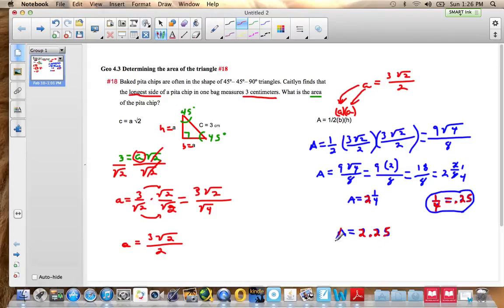Okay, so my final answer is A equals 2.25. And since it's centimeters, we want to make sure we use the proper units, because it's a big difference between 2.25 centimeters and 2.25 kilometers, right?